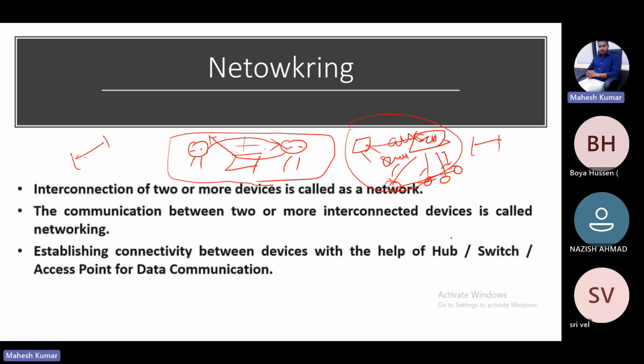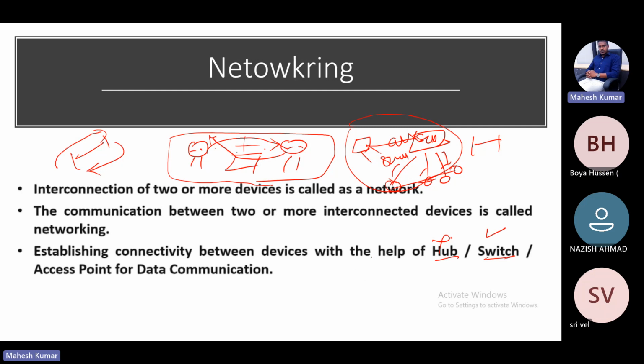Network is simply connectivity. We call it networking when devices are sending packets to each other. Got it? So interconnection of two or more devices is called a network. The communication between two or more interconnected devices is called networking. Connectivity is established between devices with the help of a hub or switch. Hub is a very old one, and the switch is the latest one.